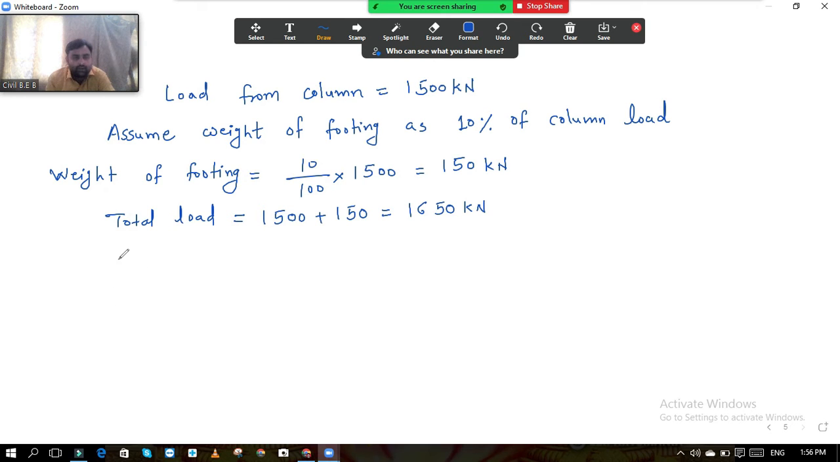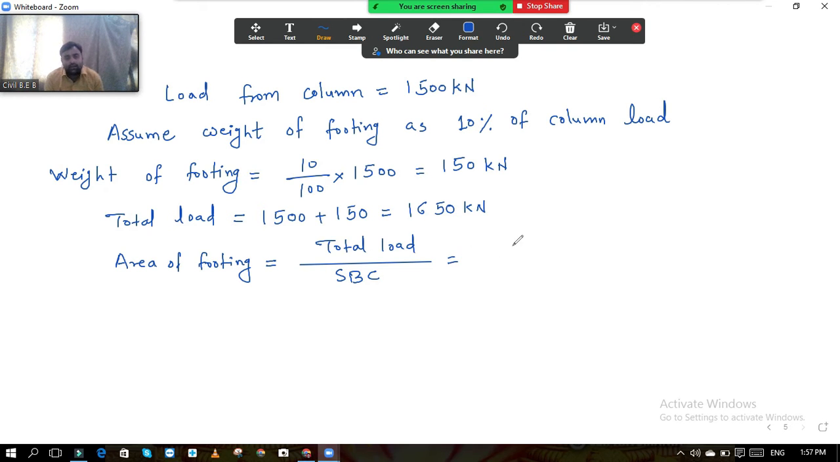The formula is area of footing is equal to total load divided by safe bearing capacity, SBC. So area of footing is calculated as total load divided by safe bearing capacity.